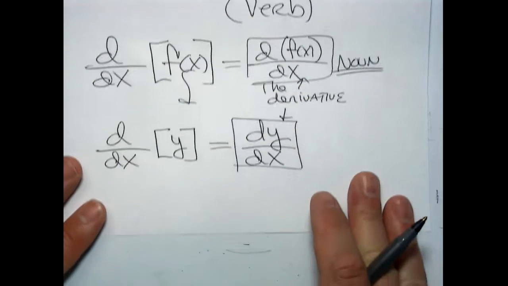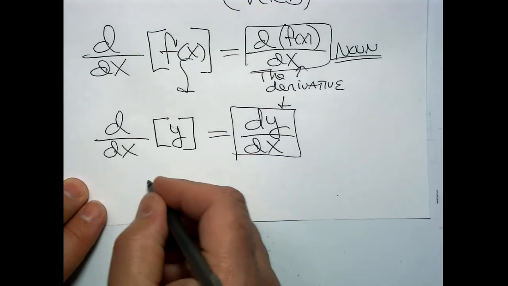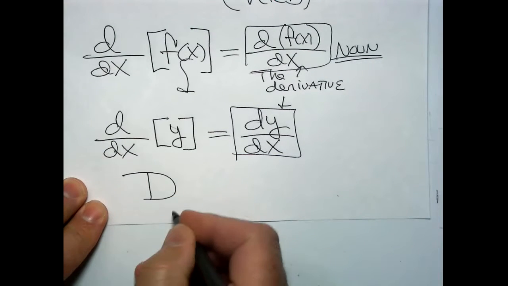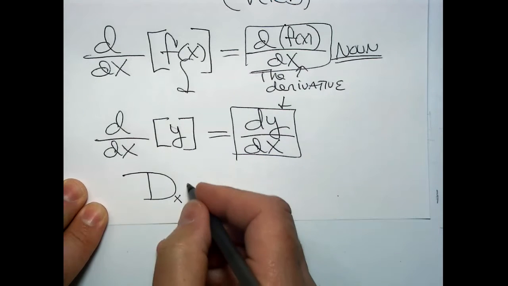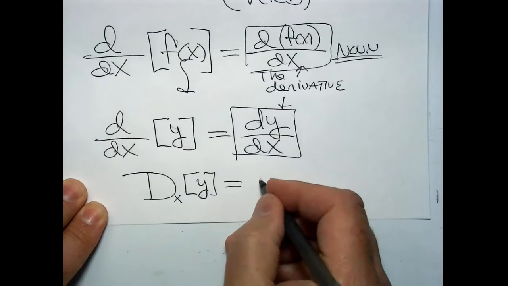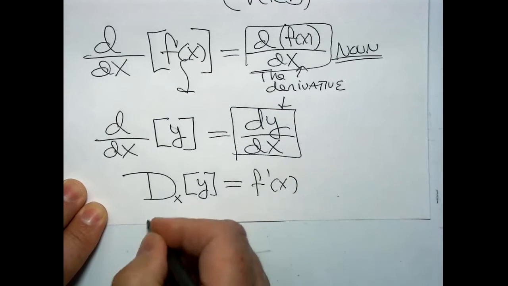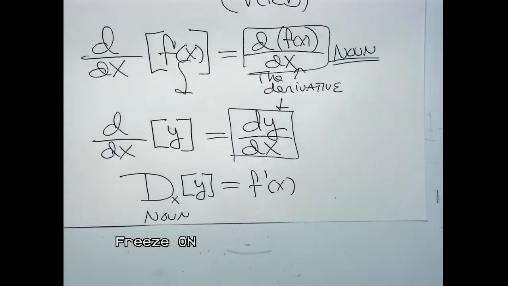Now there's another terminology for the derivative. This is probably the first and last time you're going to see it in this course, and that is a big, huge capital D with respect to x of, well, y. And that's just the same as f prime. It is the derivative. This is also a noun. However, we rarely use that in this class.